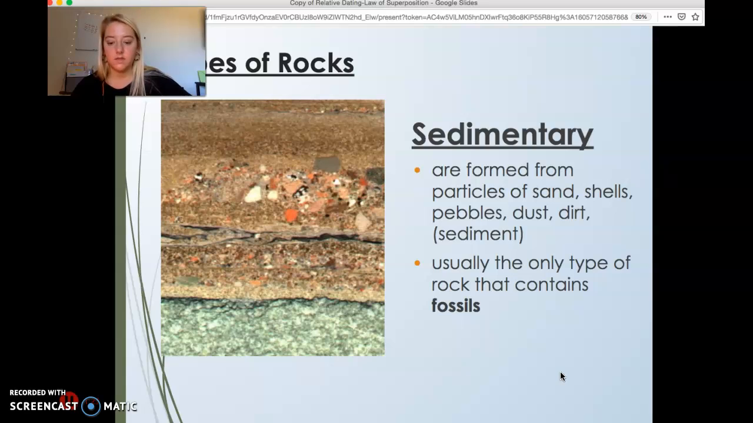Again, because the heat and the pressure of metamorphic and igneous rocks will often destroy biological remains, those do not usually form fossils, but our sedimentary rocks will, because the forces that form them are cementation, so sticking those sediments together, and compaction, squishing them together. So those will typically allow for organic remains to remain in the rocks, and that's how we get fossils. We will study the sedimentary rocks and the rock cycle in general in Earth and Environmental Science next year, so I'm really excited. We'll go more into depth and talk about how exactly we get these sediments.